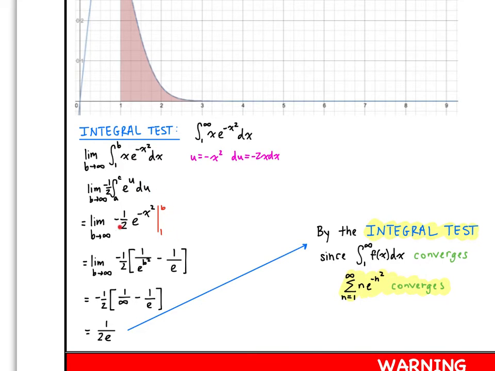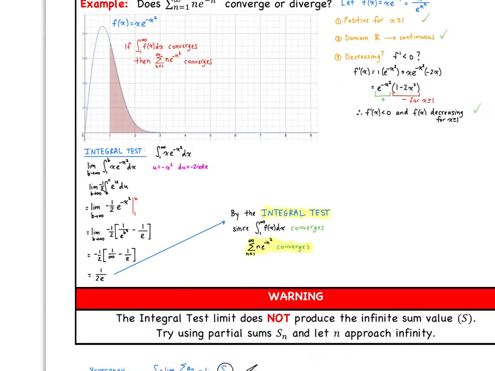Evaluating this, we get negative 1/2 times the quantity 1 over e to the b squared minus 1 over e. Now we can evaluate this limit as b goes to infinity. We get negative 1/2 times 1 over infinity, which we know is just 0, minus 1 over e, and we get 1 over 2e. Therefore, the integral converges. By the integral test, since the integral converges, we know the series converges. And so we would state, by the integral test, this series converges.